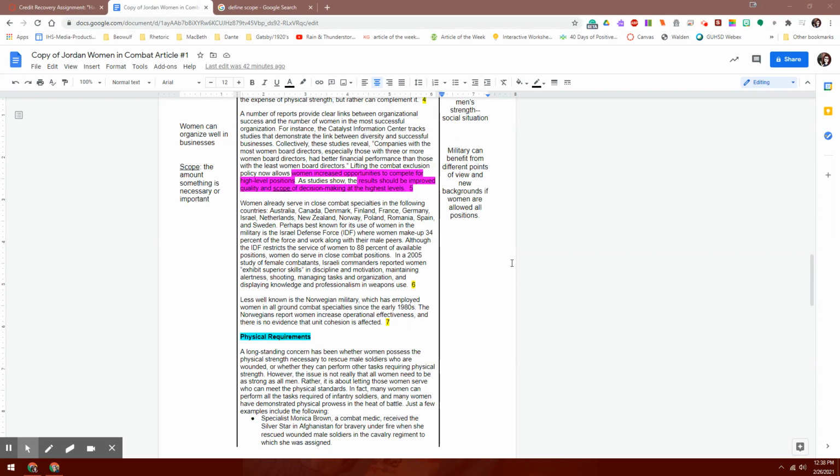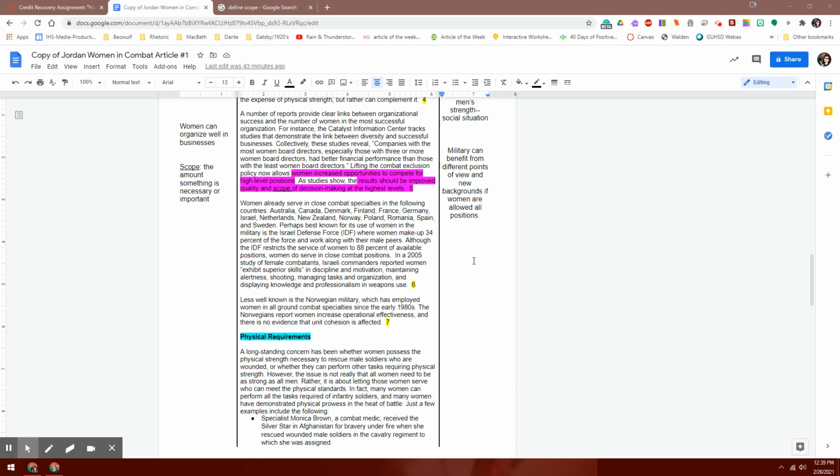Okay, so let's take a look at paragraphs 6 and 7 now. It says women already serve in close combat specialties in the following countries: Australia, Canada, Denmark, Finland, France, Germany, Israel, Netherlands, New Zealand, Norway, Poland, Romania, Spain, and Sweden. Perhaps best known for its use of women in the military is the Israel Defense Force, where women make up 34% of the force and work along with their male peers. Although the IDF restricts the service of women to 88% of available positions, women do serve in close combat positions.